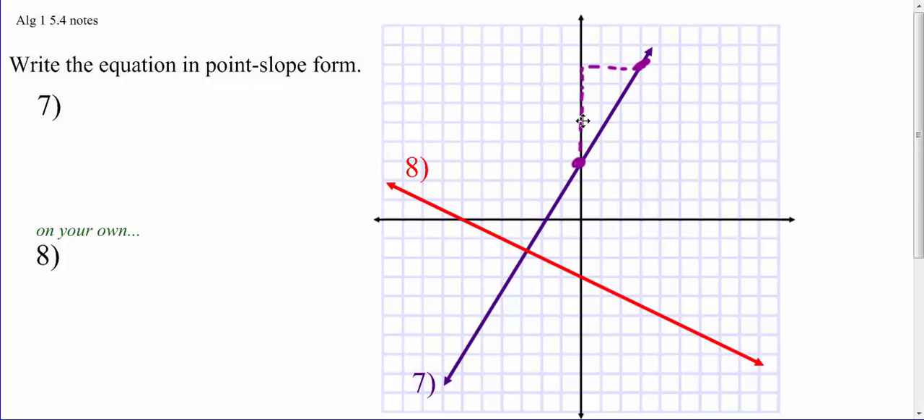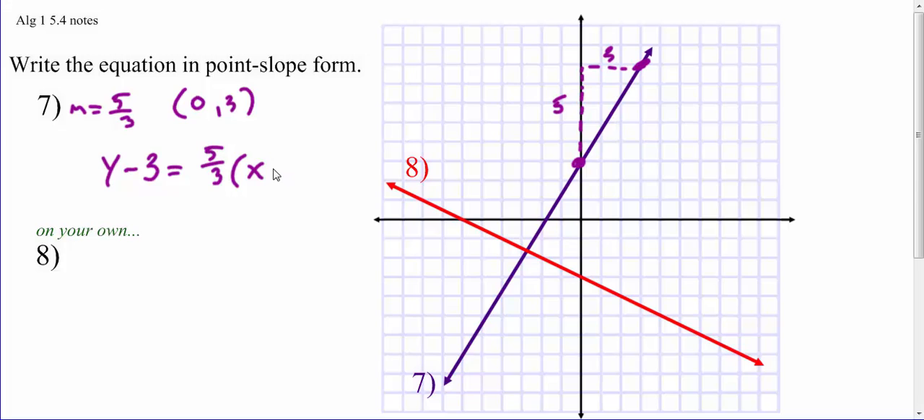So I'm going up 1, 2, 3, 4, 5, and right 3. That's some key information. M is equal to 5/3. Note that we also have a couple of points here. You could use either one of these. I'll just use the point 0 and 3. That seems simple enough. And if I know the slope is 5/3 and I know that I'm going through the point 0, 3, I could go ahead and write my equation. Y minus 3 equals 5/3 times x minus 0.